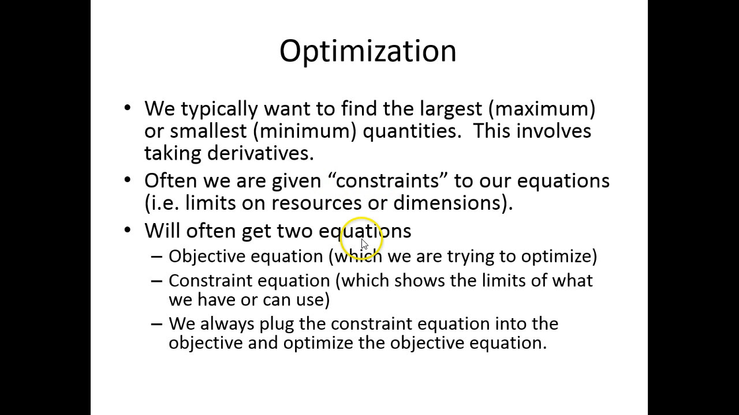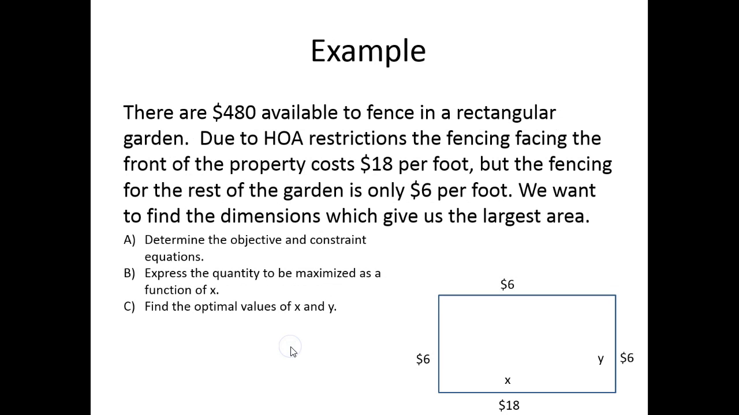What we're going to do is we're going to get two equations. We're going to find an objective equation, which is the equation we're trying to optimize. In other words, find the largest or the smallest value for it. And we're going to use a constraint equation. Basically what this shows is the limits of what we have or can use. Now what we're always going to do is we will always plug the constraint equation into the objective equation and optimize the objective equation. Let's see how this works through an example.